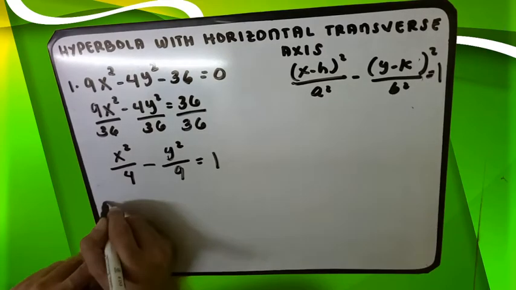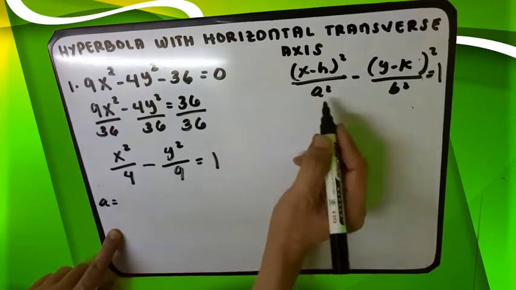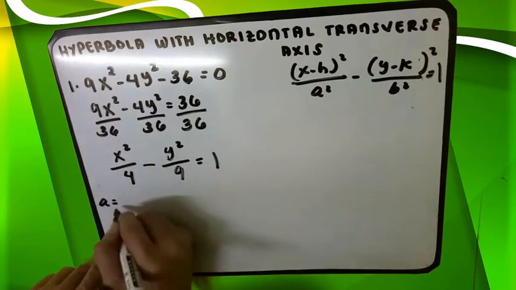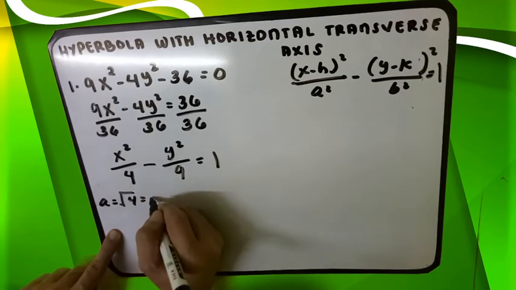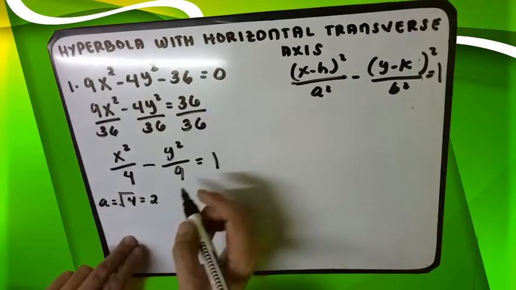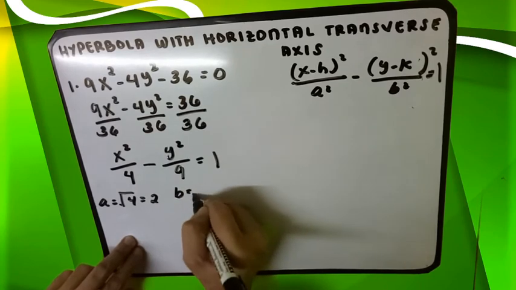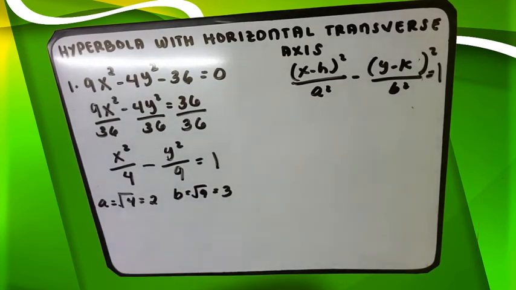So what is the value of a? Let's start with the value of a. 4 ang nasa ibaba natin. Since squared ito, hindi naka-square ang a, so that is square root of 4. So a is equal to 2. And then b is square root of 9, so that is equal to 3.